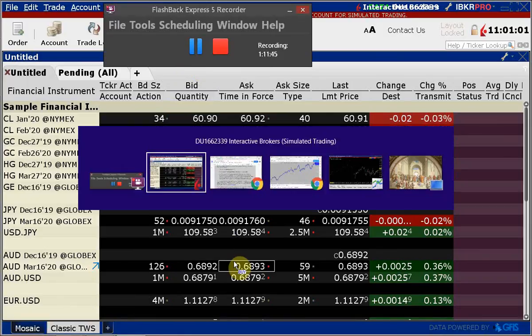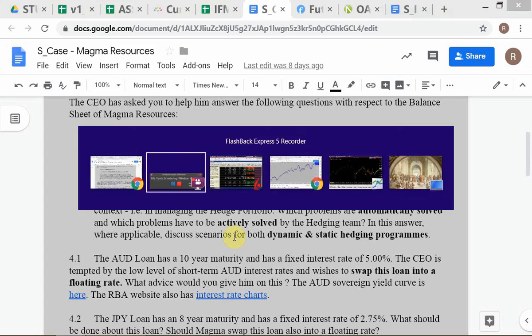Let's be clear about this. One second. Hedging for speculators.